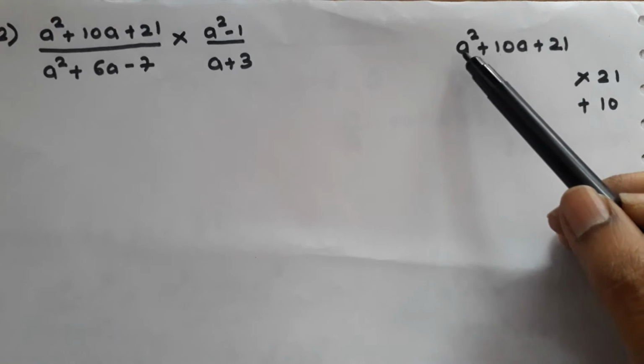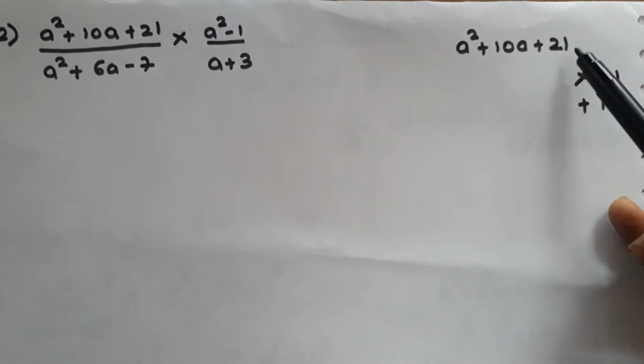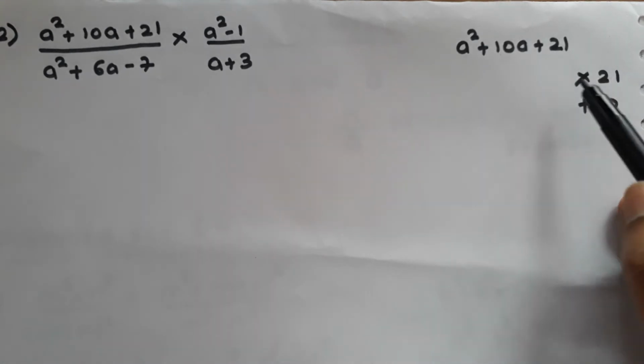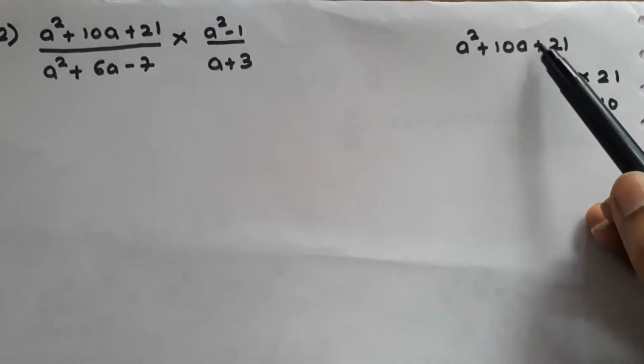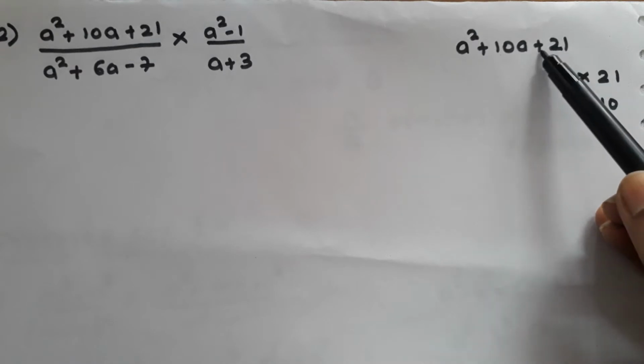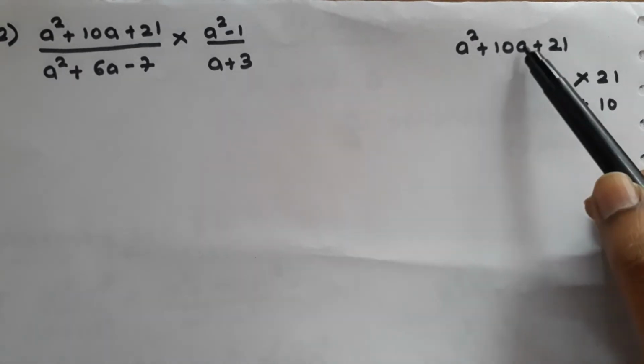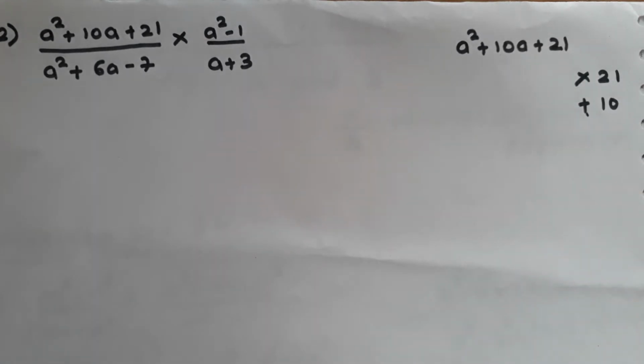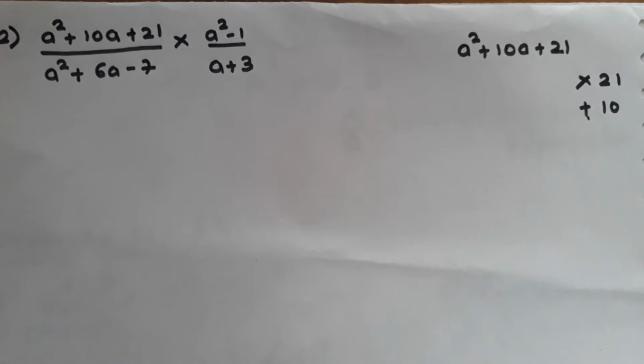Step 1 is take the product of the coefficient of the first term and the constant term. So 1 into 21 is 21. And then look for the sign between the middle term and the constant term. The sign is plus. And then take the coefficient of the middle term, 10. So now we have to find two numbers which on multiplication give 21 and which when added give 10. So the numbers we can directly assume are 7 and 3. 7 into 3 is 21 and 7 plus 3 is 10.